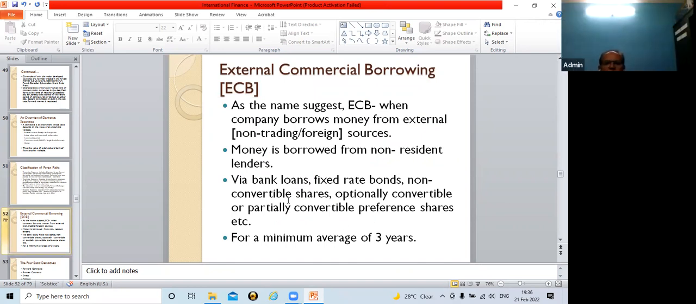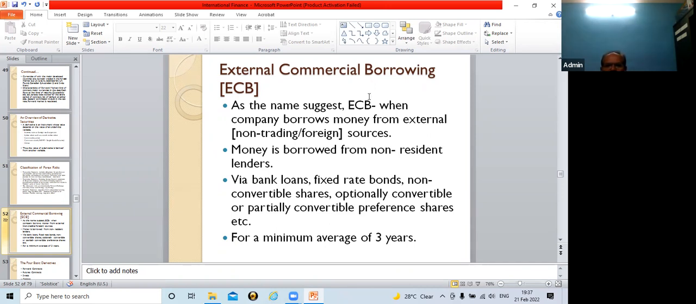Now ECB. ECB stands for external commercial borrowing. In short, it is ECB. External commercial borrowing means, as the name suggests, when a company borrows money from external sources, that is ECB. If the company manages its money through internal sources, then ECB will not come into the picture. ECB comes into the picture when the company borrows money from external sources. So money is borrowed from non-resident lenders.